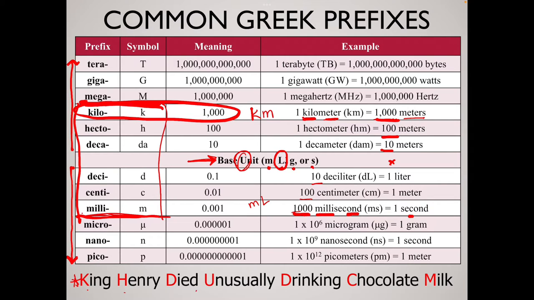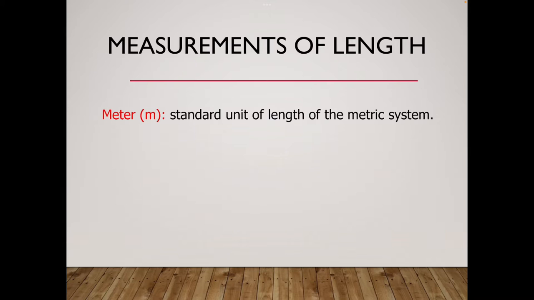So you can remember the order of these prefixes by remembering King Henry died unusually drinking chocolate milk. And if you're going this way, your units are getting bigger. That way, your units are getting smaller. And again, this is our base unit here. So this would be like meters, liters, grams, and seconds. So that little mnemonic will help you remember the order of these units. All right, so let's focus on some of these units more specifically.